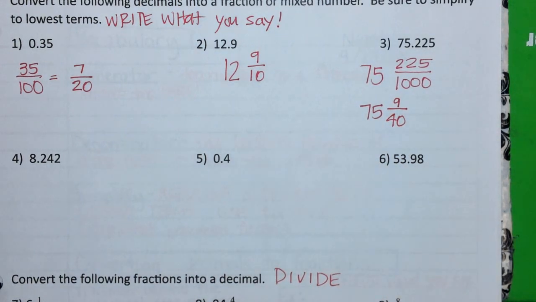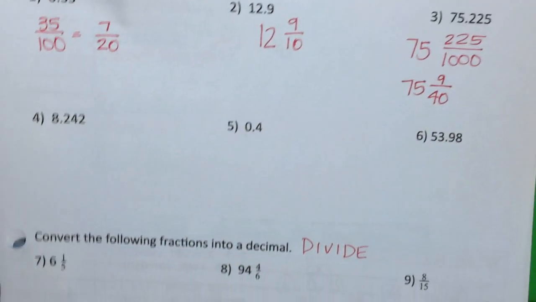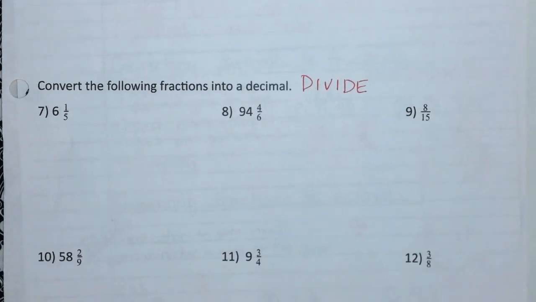Okay? So let's skip past 4, 5, and 6. Did you have a question? Okay. Let's skip past 4, 5, and 6. Let's look at 7 real quick. Okay. 2 ways we can do this.